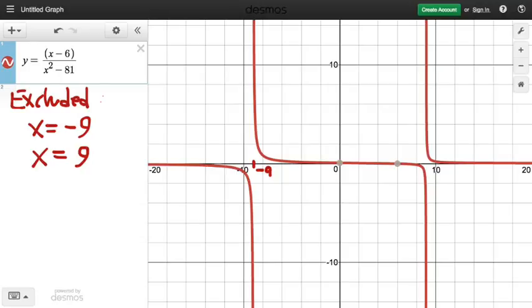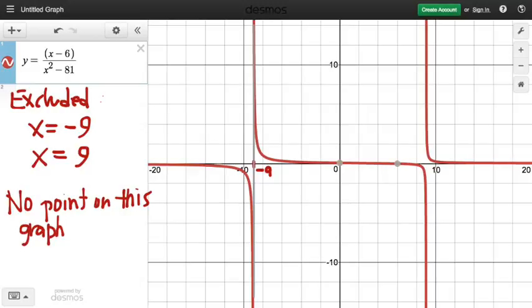But if I look above negative 9, I don't see any point. It looks like this graph gets really close to that line, but it never actually has a point where that line and the graph share the same space. So there's no point on the graph above negative 9 for an x value. There's also no point on our graph that's below negative 9 for an x value. So what we might say is that no point on this graph has an x-coordinate of negative 9.